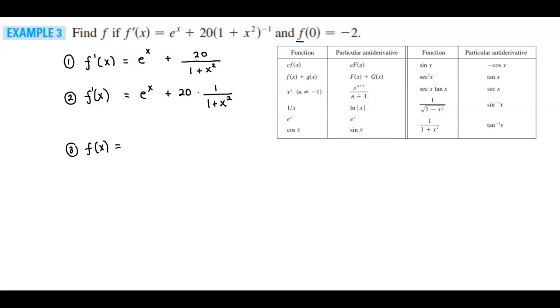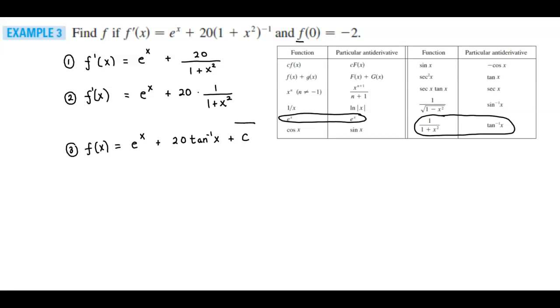Okay, so what is the antiderivative of e to the x? Well, we know it's going to give us e to the x plus 20 times, what is the antiderivative of 1 over 1 plus x squared? Well, we can see it's tangent inverse x. So it's tangent inverse x, and that's plus a constant c. Okay, so now we have the antiderivative.